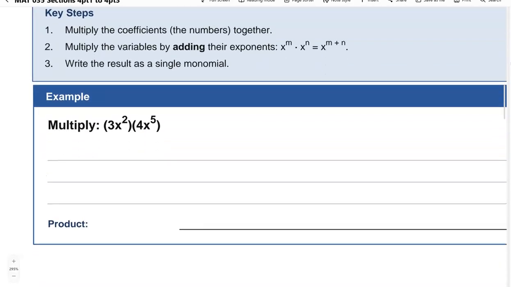So let's look at the first example. We have a monomial times a monomial, 3x squared times 4x to the fifth. So we're going to multiply the numbers. 3 times 4 is 12. And then when we multiply x squared times x to the fifth, multiplying and having the same base means we're going to add those exponents together. So we're going to get 12x to the seventh.